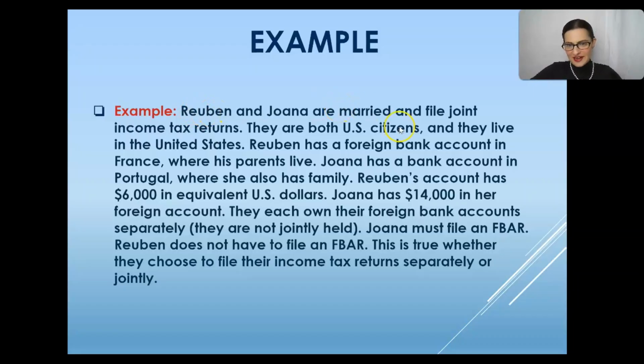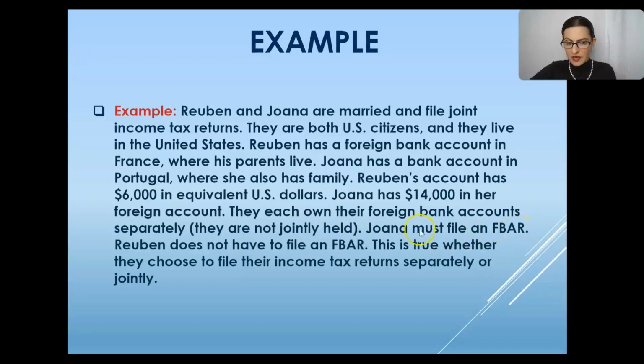Okay, so Reuben and Joanna are married. They file jointly. They're both U.S. citizens and they live in the United States. Reuben has a foreign bank account in France, where his parents live. Joanna has a bank account in Portugal, where she also has family. Reuben's French bank account has the equivalent of $6,000 U.S. dollars in it. Joanna has $14,000 in equivalent U.S. dollars in her foreign accounts, presumably in Portugal. They each own their foreign bank accounts separately. They are not jointly held.